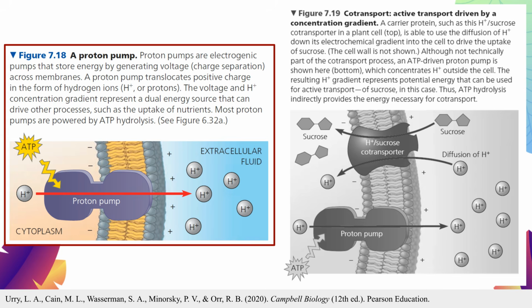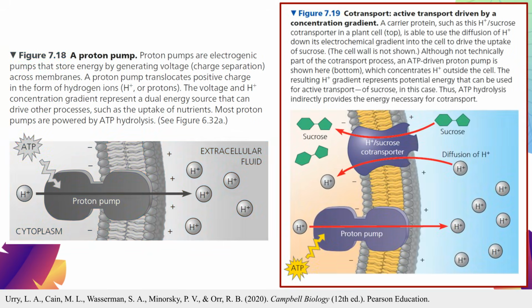The diagram on the left shows protein pumps embedded in the membrane. A proton pump is a membrane protein that uses energy, usually from ATP, to actively transport hydrogen ions across a membrane and create an electrochemical gradient. The diagram on the right shows cotransport, a type of membrane transport in which the movement of one substance down its concentration gradient drives the simultaneous transport of another substance across the membrane.